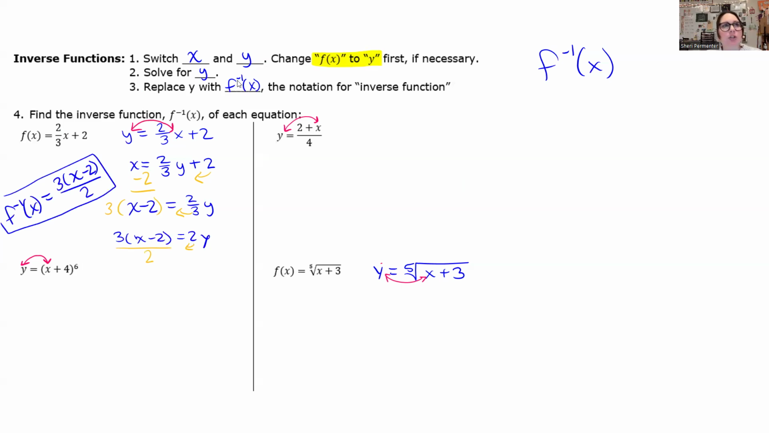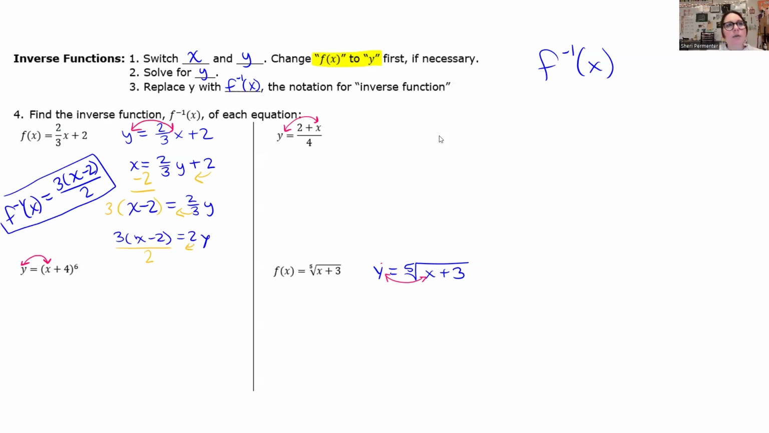So when I look at the original problem, this says multiply by 2 and I'm dividing by 2. This says divide by 3, I'm multiplying by 3. This says add 2 and I'm subtracting 2. All of the operations are opposite or inverse. Let's do the next one.